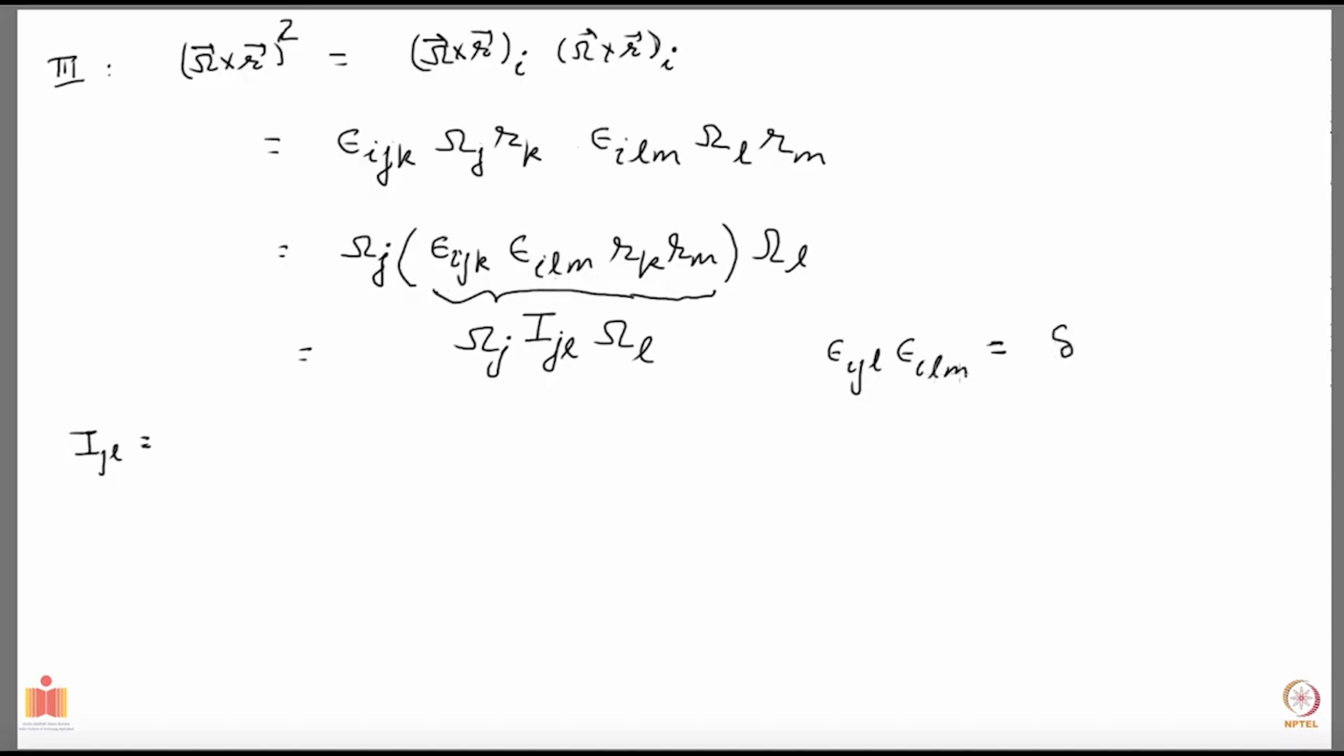So you have delta jl, then delta lm. This cannot be the answer because this is not antisymmetric under interchange. Sorry, what did I do? This is completely wrong. Oh, okay, this should have been k. That's why we had a problem: ε_ijk ε_ilm. So j with l, that is fine. Then k with m. And to make things antisymmetric under jk interchange, I should have j with m and k with l.